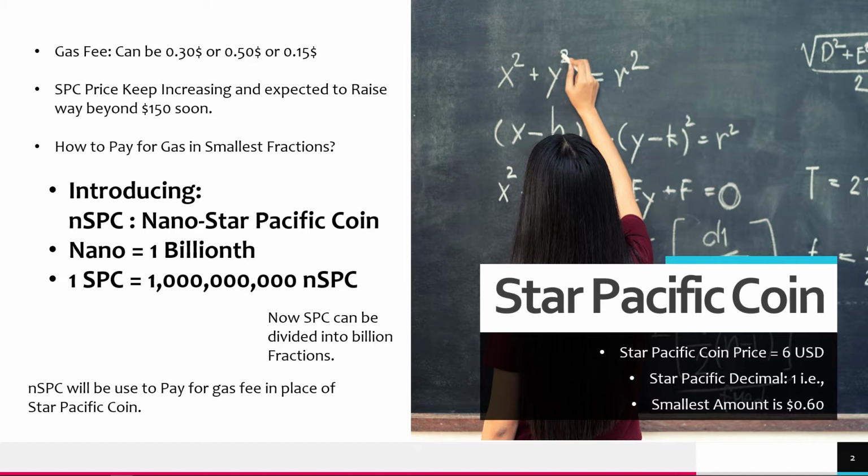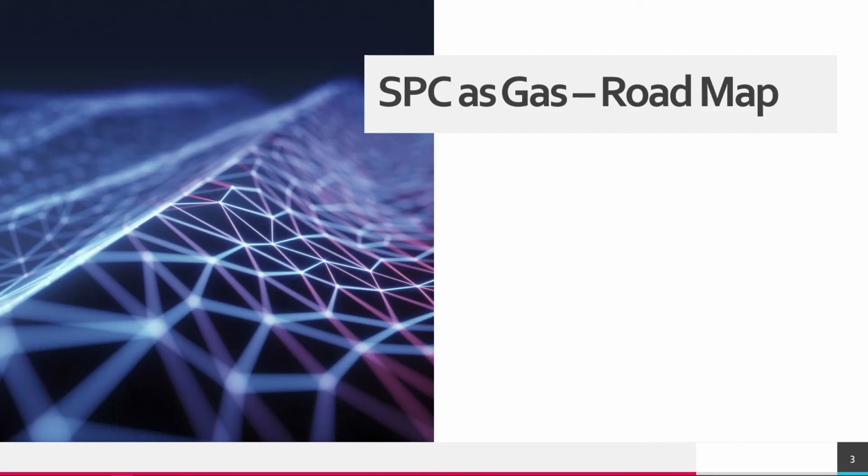Before we go further, let's understand the phases and the roadmap of the Star Pacific coin as gas. So now this calculation is clear to everyone. Let me repeat that 1 Star Pacific coin is going to be 1 billion nano Star Pacific coins, and these nano Star Pacific coins are going to be used to pay for the gas fee, because then you will be able to pay even in the smallest of fractions.